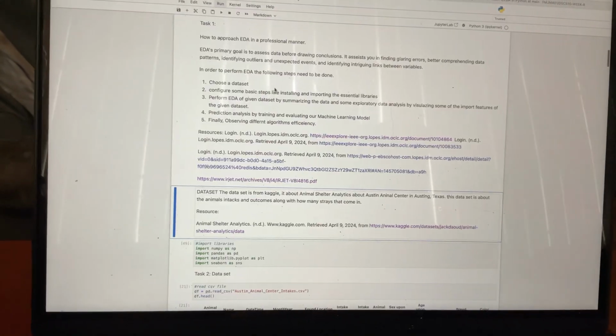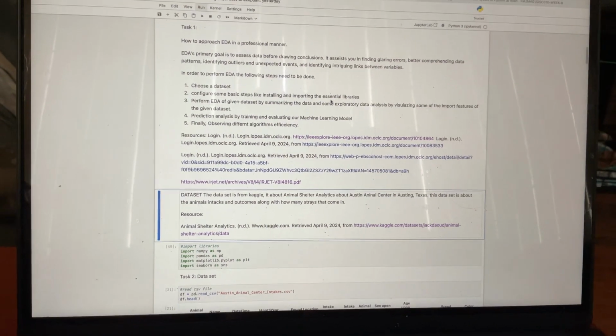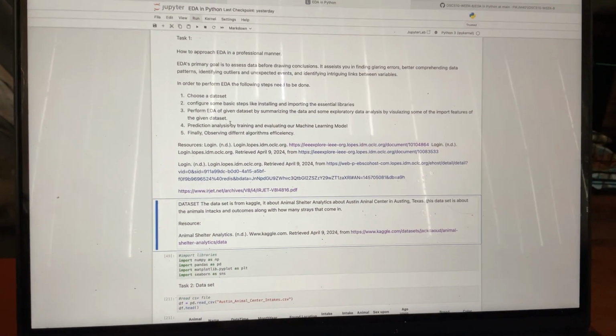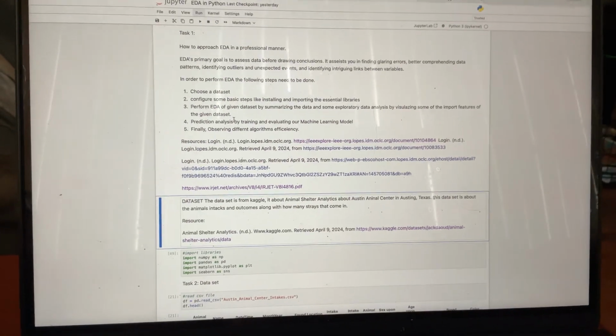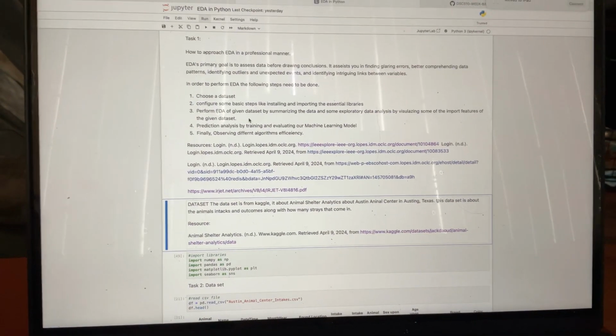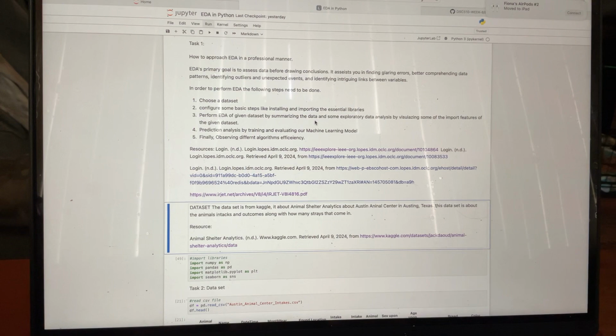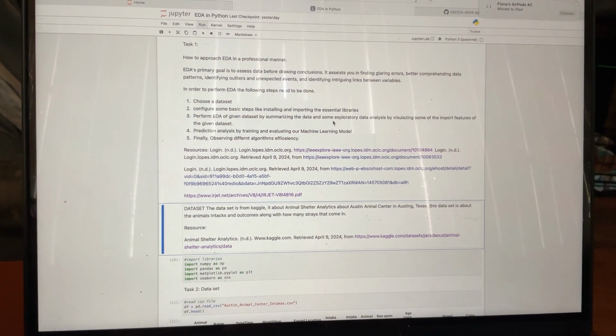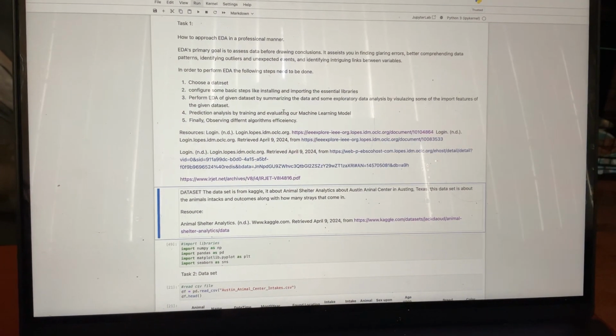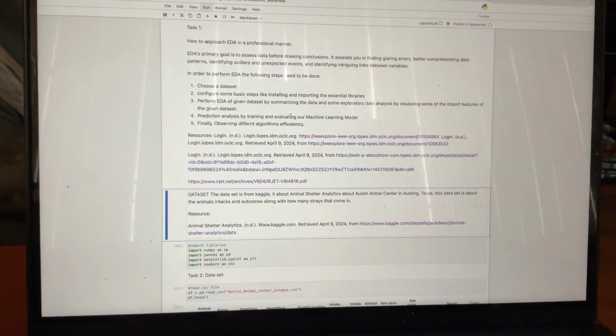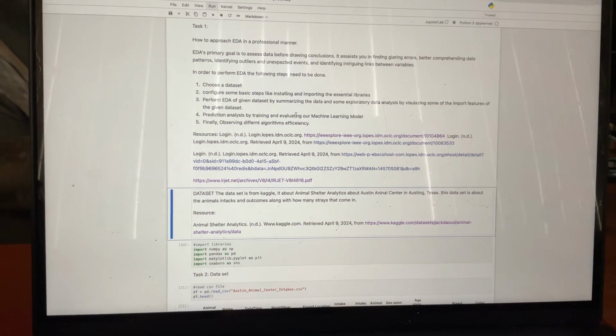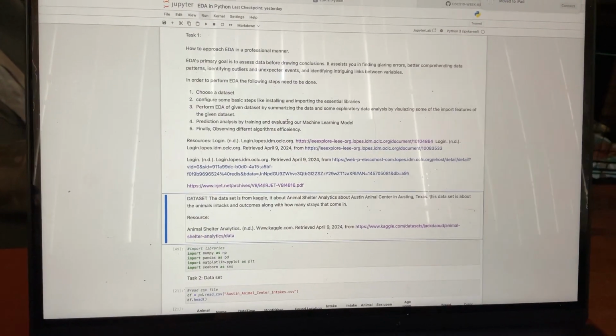The second one is the basic steps, installing the essential libraries. The third is to perform EDA on the given data set to summarize the data, with some exploratory data visualization. Fourth is prediction analysis by training and evaluating a machine learning model, and the fifth is to observe different algorithms.